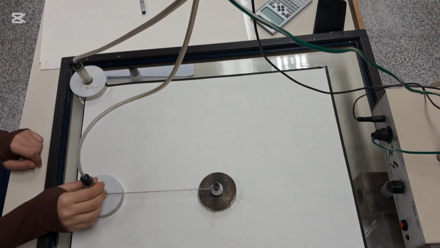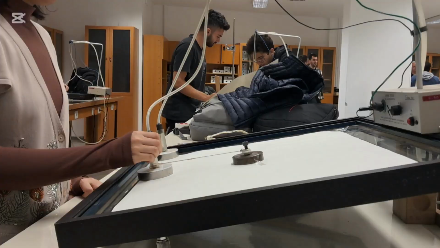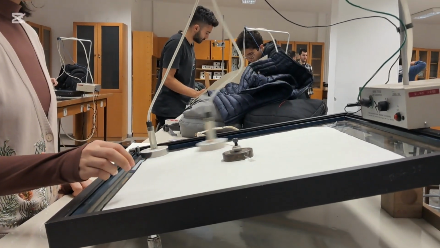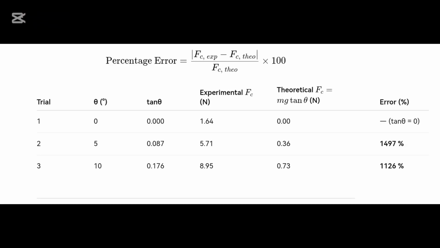While keeping the path length and the mass of the object constant, changing the inclination angles caused variations in the centripetal force, kinetic energy, and velocity. As shown in the table, I also calculated the error percentages. These errors arose from the differences between the theoretical and experimental values.